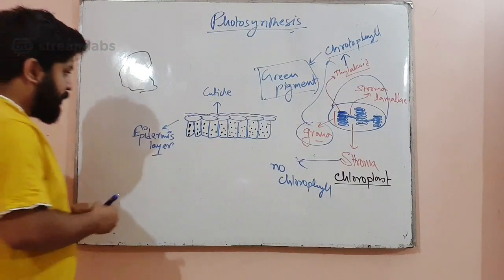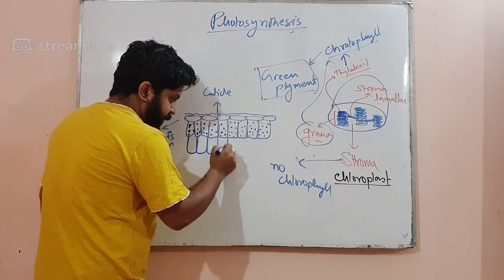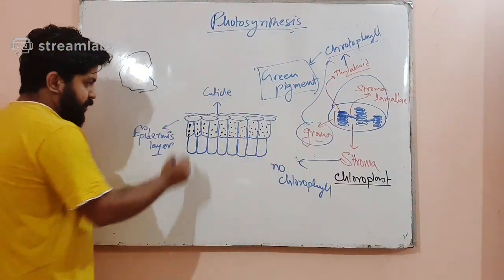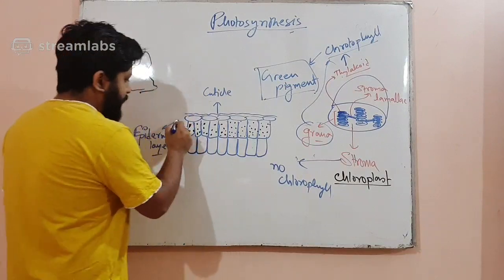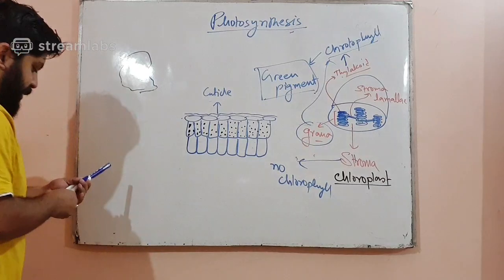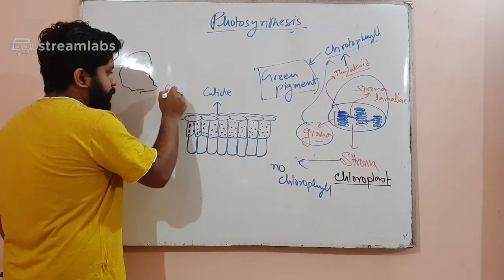Again, there is another layer, and in this layer, there is no air gap or air space, and hence, this is the epidermal layer. I'll write the epidermal layer above.